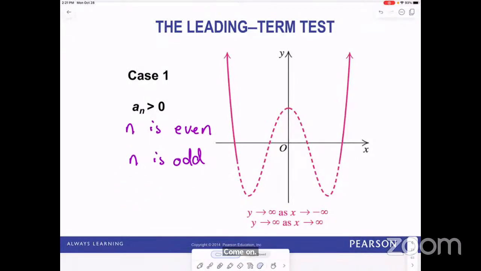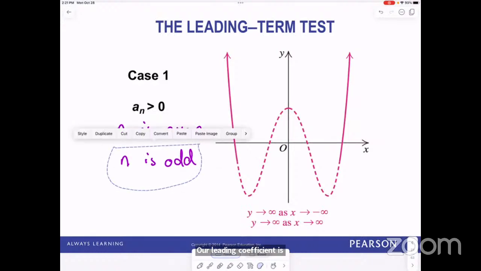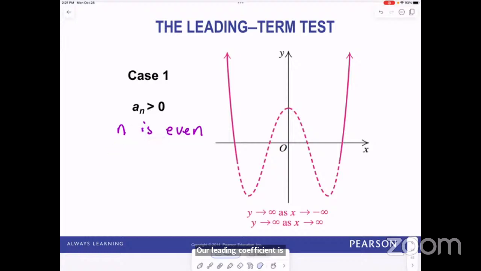So our leading coefficient is positive and n is even. Similar to case one for the power function, a positive leading coefficient means what? We go up to the right. When n is even, that means the other side does the exact same. So we're going to go up to the right, up to the left. We don't know what happens in the middle, but we know that in the long run, the graph goes up to the right and up to the left. So that's a positive leading coefficient.